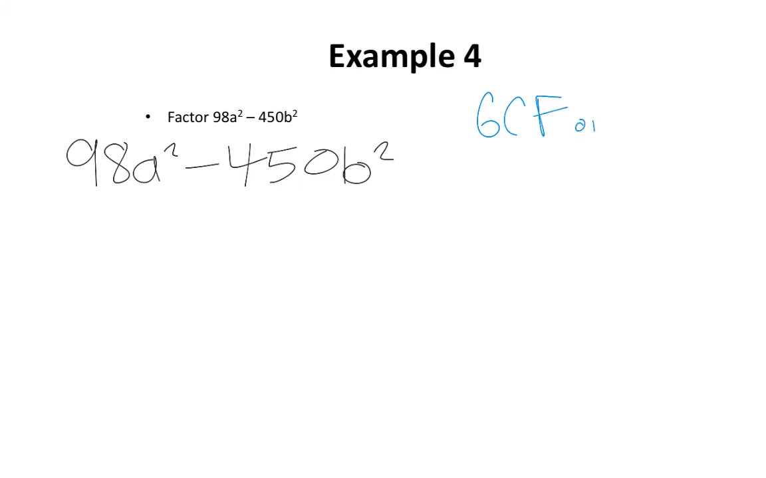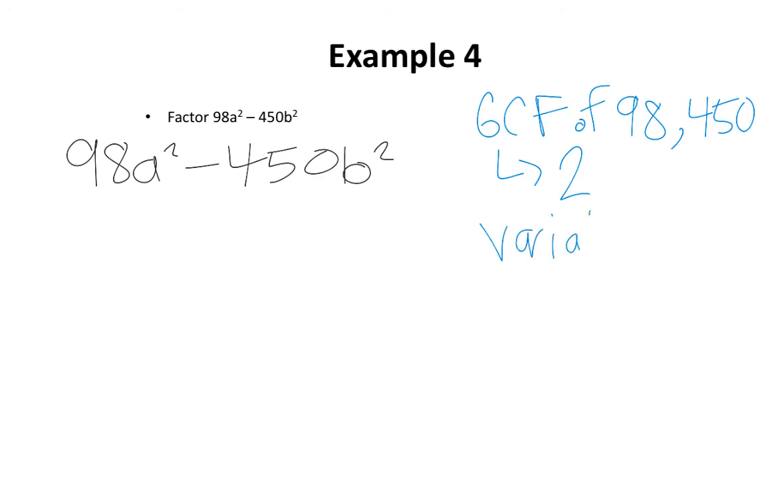In our fourth example, we want to factor this binomial. Let's begin by rewriting it: 98a squared minus 450b squared. Before we proceed, let's see if there's a greatest common factor. So let's look at 98 and 450. I'm not going to do the work for this, but if you check, the greatest common factor of 98 and 450 happens to be 2. Next, we want to see if there are any variables that are common between these two terms, and there are none. So I'm just going to put NA.